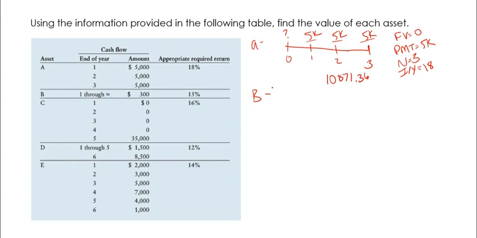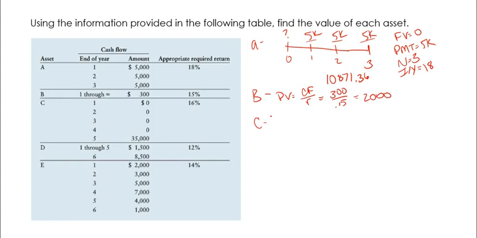B is a perpetuity. From now until forever, you're receiving $300 a year. And the present value of a perpetuity is equal to the cash flow divided by that discount rate. So 300 divided by 15%. So $2,000.